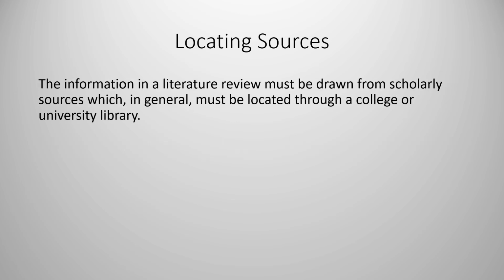Where the information comes from is also really important in this type of paper. The information in a literature review must be drawn from scholarly sources, which, in general, must be located through a college or university library. These scholarly sources could include peer-reviewed academic journal articles, chapters from books written by experts, research reports produced by government institutions, and in some cases articles from major national newspapers and major national news magazines.